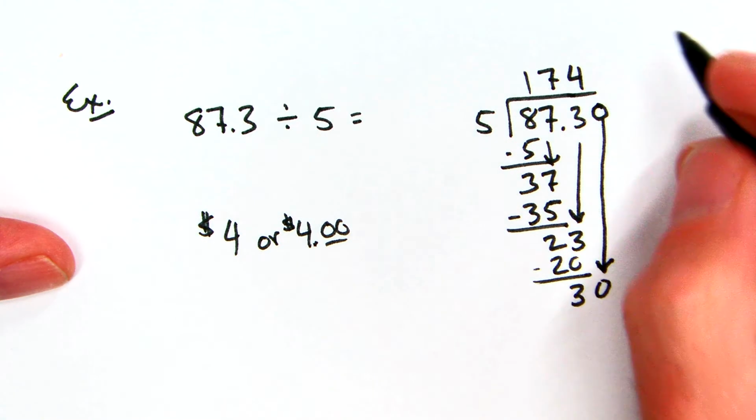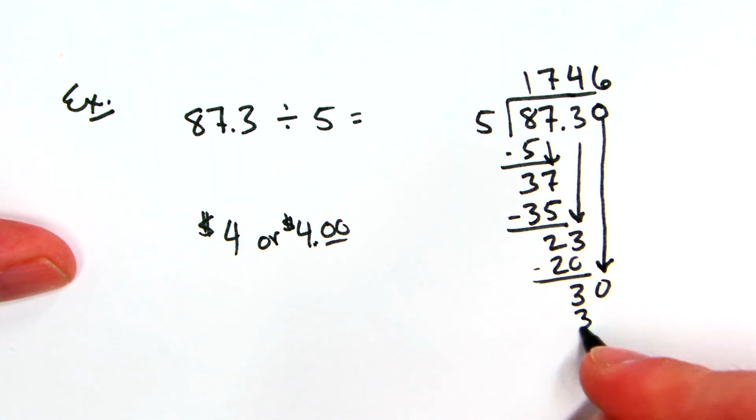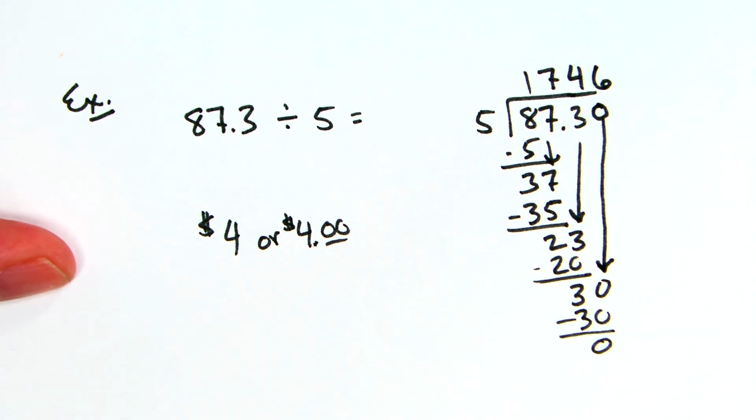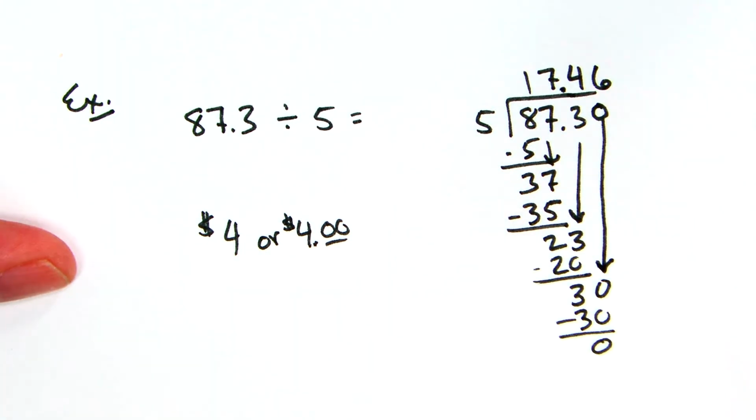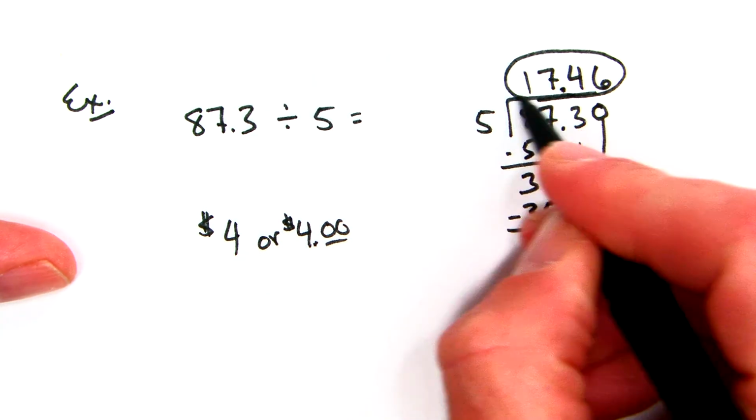We got 5 goes into 30 6 times, which is 30, difference of 0. So now we're at a remainder of 0. Last and final step, we move our decimal point straight up into the quotient. So we have 17 and 46/100ths.